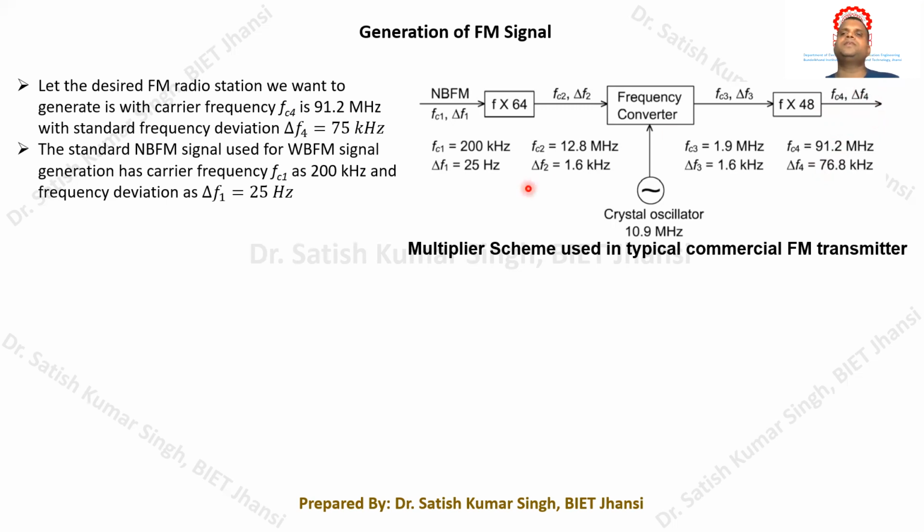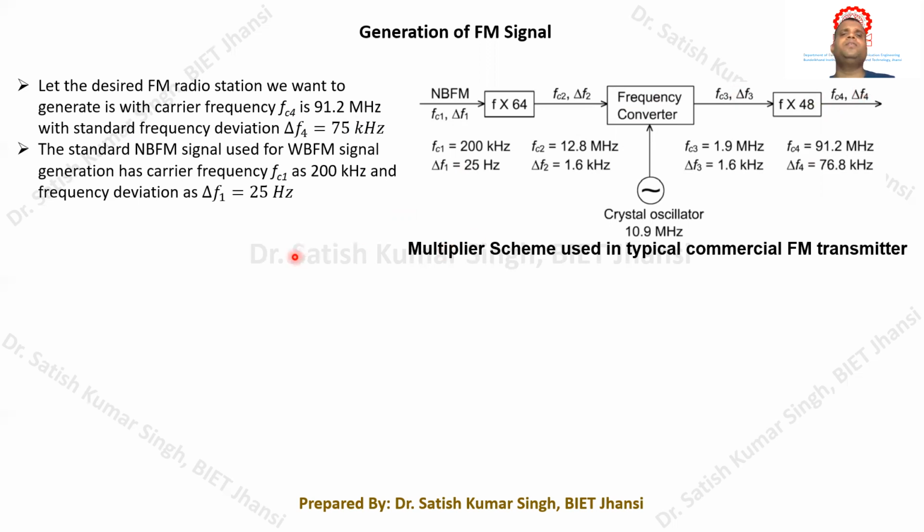So basically we have these two parameters. First, the final carrier frequency should be this much, and because in standard FM the typical frequency deviation is equal to 75 kilohertz, that has to be followed. So these two parameters are already known to us.